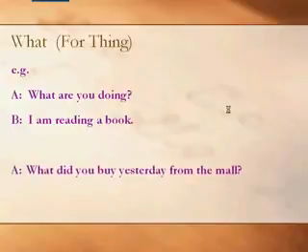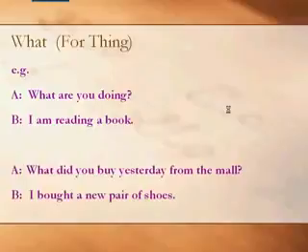A: what did you buy yesterday from the mall? B: I bought a new pair of shoes. So here A wants to know what B bought yesterday from the mall. So B says that he bought a new pair of shoes. So what thing he bought, right? Whenever you want to know about anything, you should start your sentence with what.